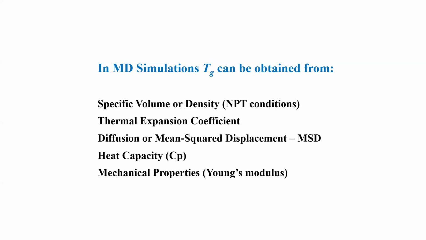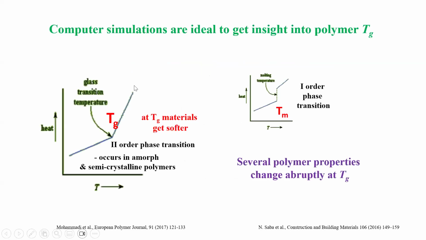point for glass transition. And typically, we calculate the specific volume or density in NPT simulations, or thermal expansion coefficients, and also diffusion, where using mean square displacement is a good way, heat capacity, and many mechanical properties like Young's modulus. So it gives you curves like this, and you can identify the glass transition temperature there on the row.